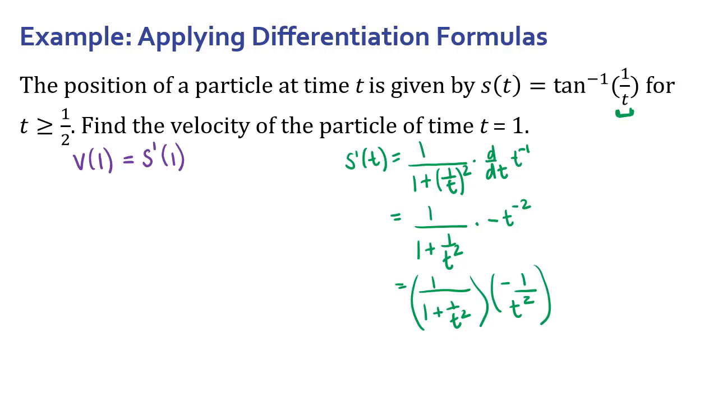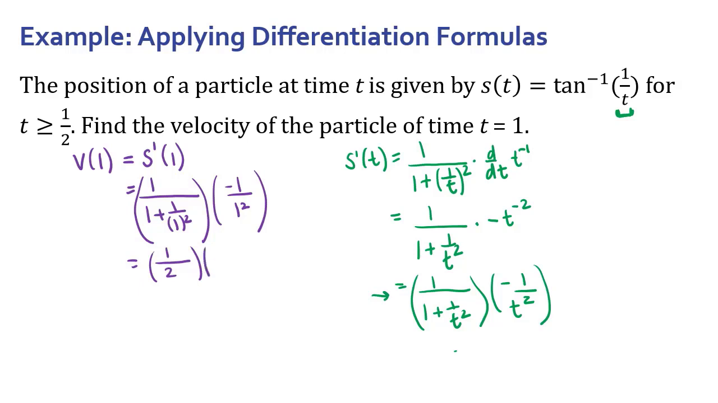Now you can keep on going to simplify this further, but we don't need to actually do that because it's not asking for the derivative formula, it's asking for us to find the derivative at a specific time, at time equals 1. And at this point we can actually substitute in 1 and get our answer. So that's going to be 1 over 1 plus 1 over 1 squared times -1 over 1 squared. So that's going to give us 1/2 times -1, which gives us -1/2.